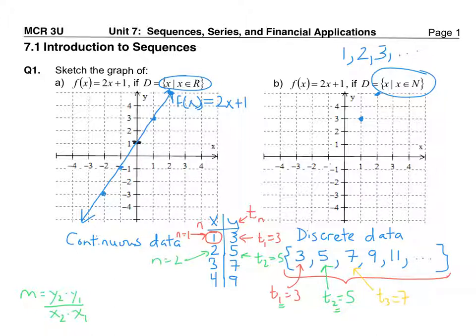Now, what eventually we want to do is be able to come up with an expression to represent term n, any term to this sequence, how we could generate that. So that's what we're going to get into with our next part of this.